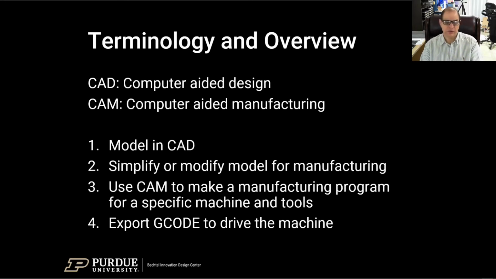You would then take this modified model and use the CAM process to create a manufacturing program for a specific machine and a specific set of tools the machine will use. So the models can usually be manufactured anywhere. The CAM process typically can only be used for a specific type of machine and a specific set of tools. And finally, you would export that program usually in a language called G-code, which you would actually use to drive the machine. So G-code is also used, by the way, for 3D printers and just about anything where physical movement is needed.